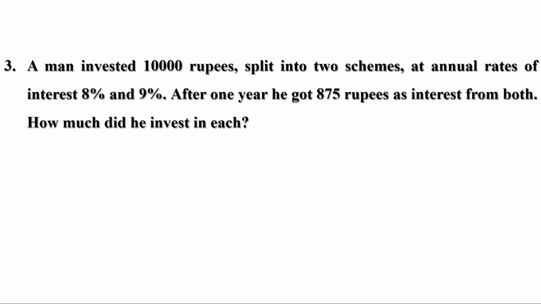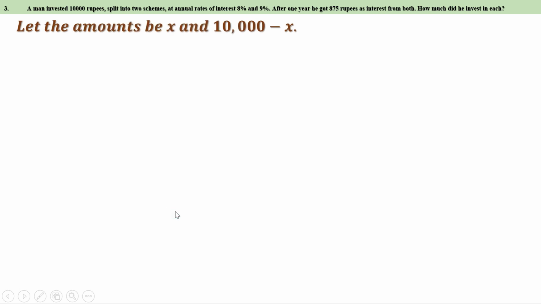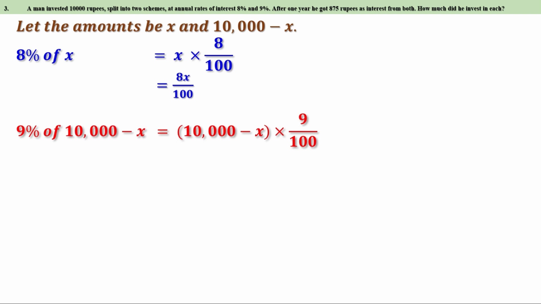We can do this using an equation with one letter. Suppose one part of the amount is x rupees. Then the second part is 10,000 minus x rupees because the total amount is 10,000 rupees. So let us take the amounts as x and 10,000 minus x. 8% of the first part x rupees is x into 8 by 100 or 8x by 100. Now 9% of the second part 10,000 minus x is 10,000 minus x into 9 by 100.